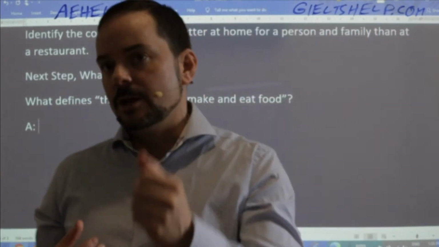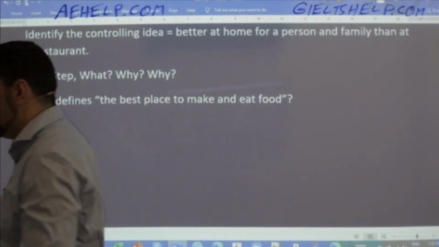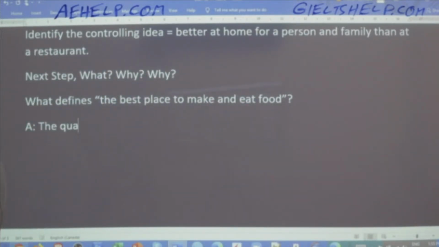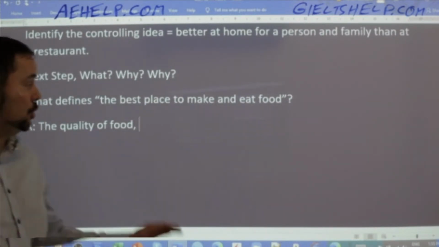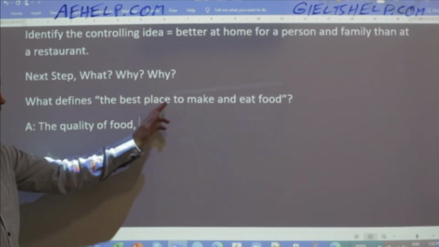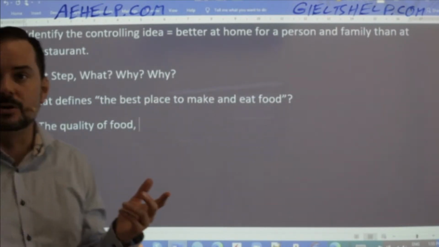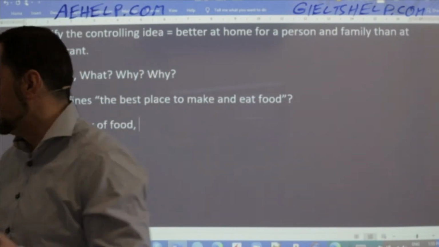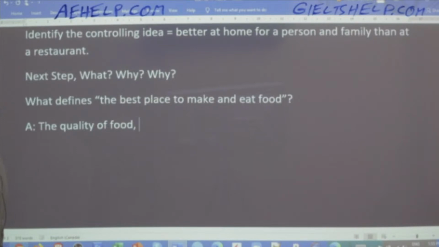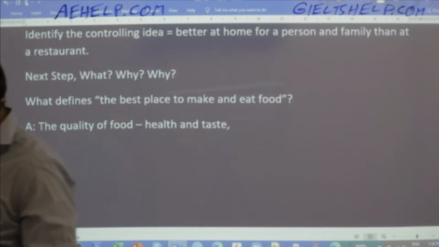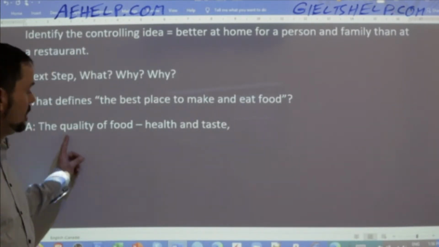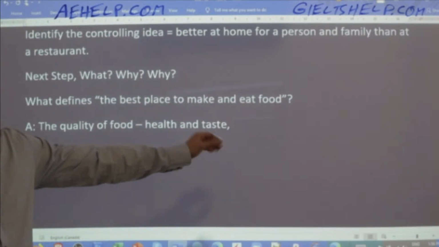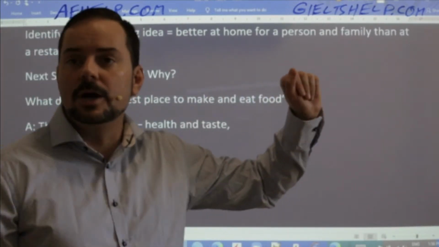Okay? Notice Inaya's answer to that. It's very good. So the quality of food. So the quality of food defines the best place to make food. I agree with you. Quality can be defined by health. So the quality of food as defined by health and taste. Sure. Okay. So the quality of food as defined by health and taste. Yeah. That's one. What else?